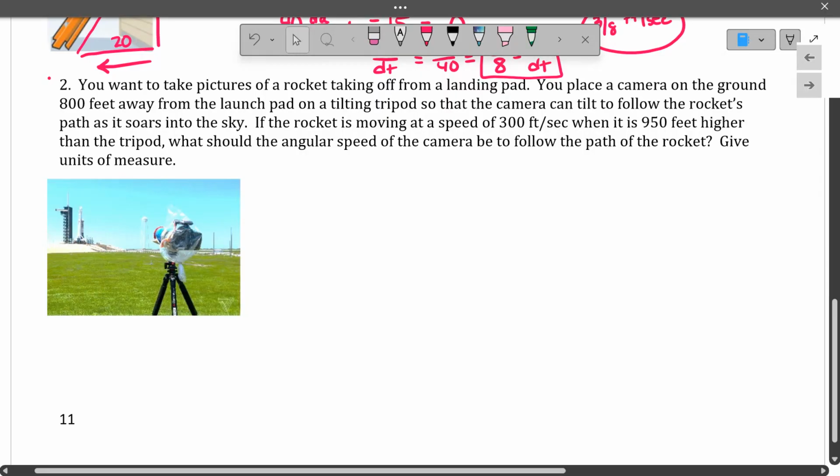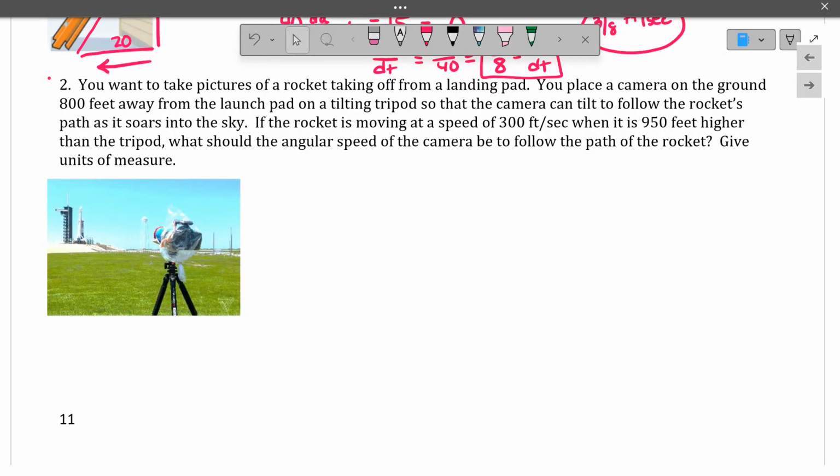You want to take pictures of a rocket taking off from a landing pad. You place a ladder on the ground 800 feet away from the launch pad, because, you know, there's fire, on a tilting tripod so that the camera can tilt to follow the rocket's path as it soars into the sky. If the rocket is moving at a speed of 300 feet per second when it is 950 feet higher than the tripod, what should the angular speed of the camera be to follow the path of the rocket? Give units of measure. Okay, so basically, this rocket's taking off.